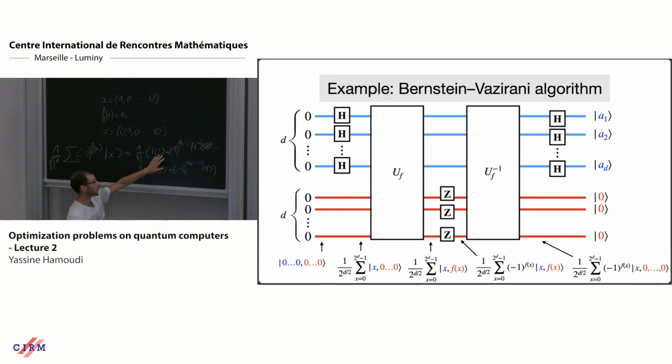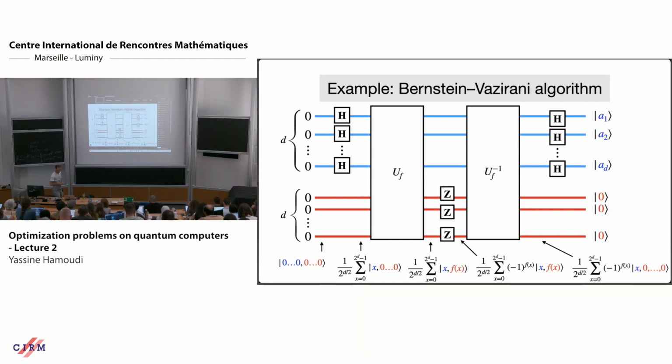Okay, and when you apply the Hadamard on such a state, it gives you the value of A1, and then A2, etc., up to AD. Okay, so it was just to give you an example of an algorithm that takes advantage of quantum oracles.